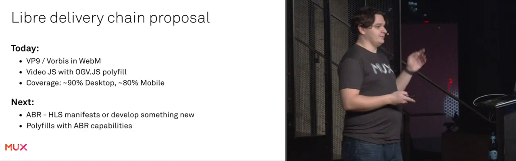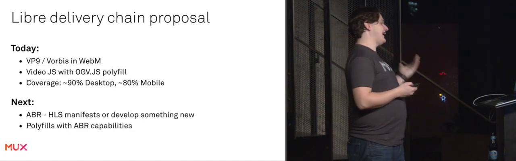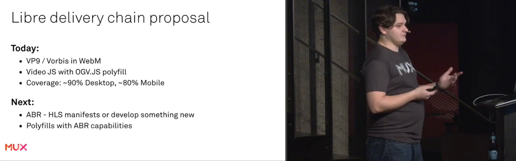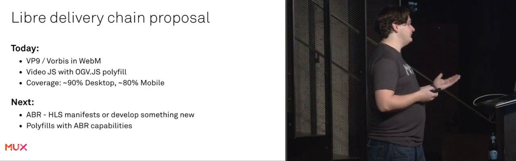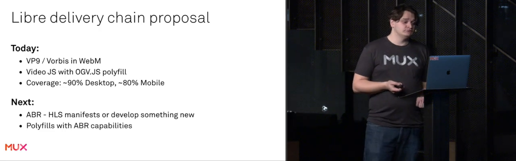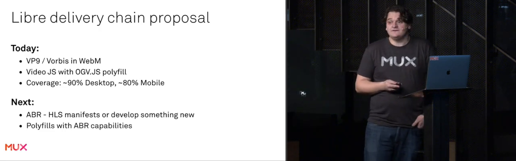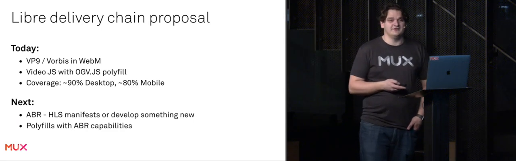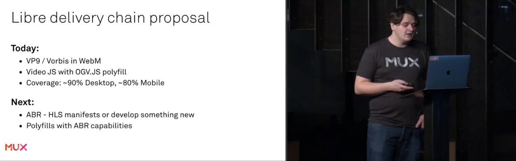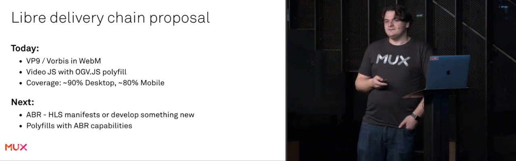So if we take all this and put it together, what can we do today? VP9, Vorbis in WebM, Video.js with the OGV.js polyfill module: 90% desktop at least. Actually works in IE as well, so it's actually a bit better than 90%, might be up to 96, 97% maybe, and about 80% mobile.